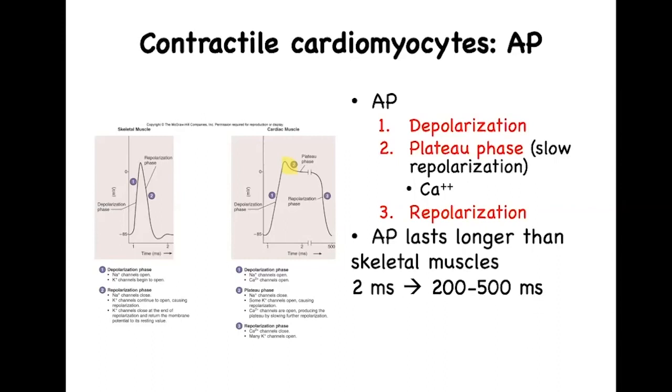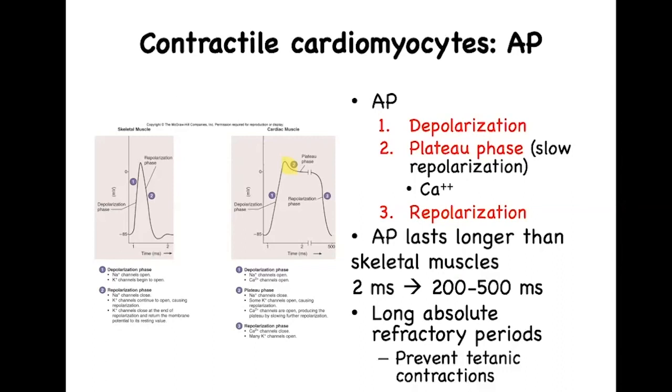In skeletal muscle cells, the action potential may last around 2 milliseconds, whereas in cardiac muscle cells, it can last 200 to 500 milliseconds. During this period, you cannot have another action potential. In other words, regardless of whether you're trying to stimulate the cardiac muscle cells or not, they cannot respond to the stimuli. And so this is going to create a long absolute refractory period, which prevents tetanic contractions.